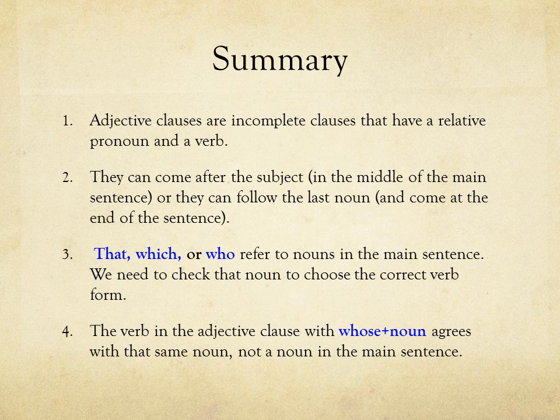To sum up, adjective clauses are incomplete clauses that have a relative pronoun and a verb. The relative pronouns we've been talking about so far are that, which, who, or a combination of whose plus a noun. Adjective clauses can come after the subject, in the middle of the sentence, or they can follow the last noun and come at the end of the sentence.